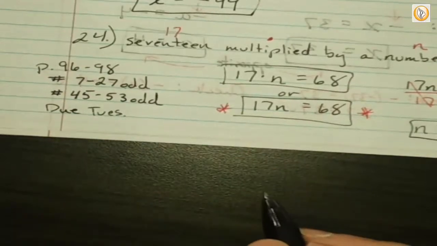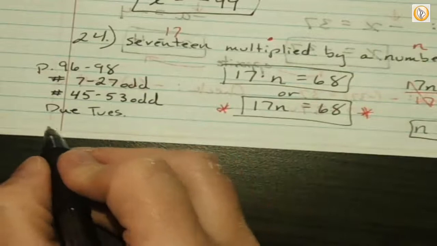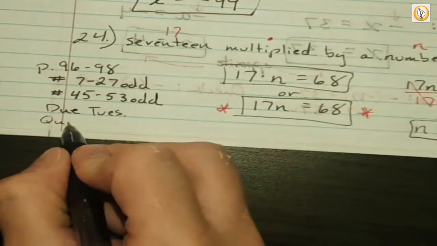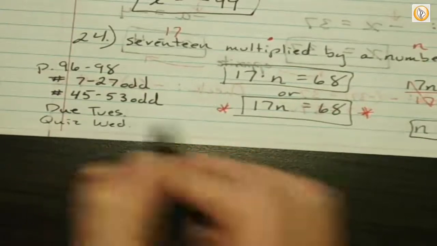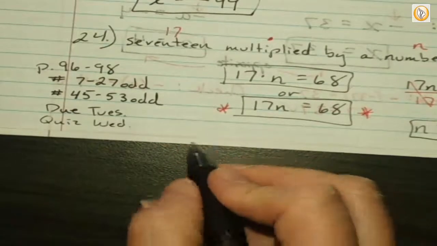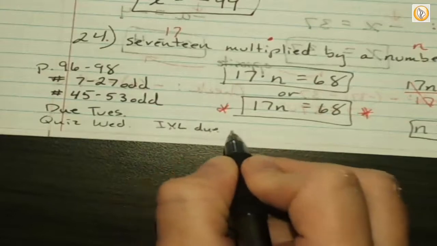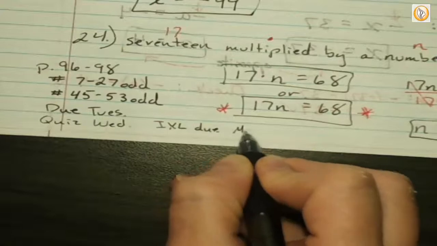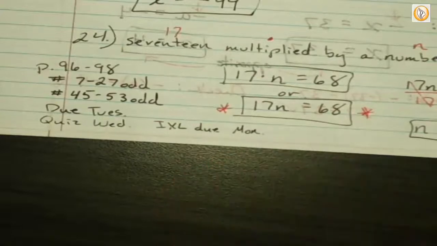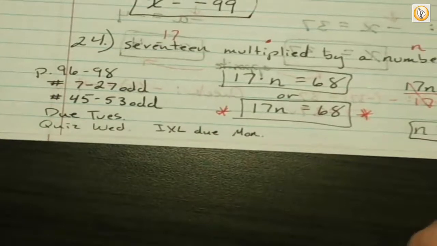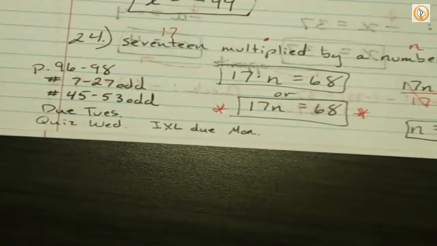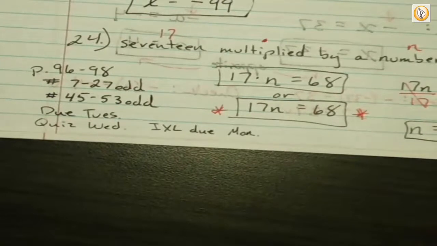I'm going to try to assign IXL, but you have a quiz Wednesday for sure. And if I do IXL, it's going to be due probably Monday, since I like to give y'all a week. I want to do it Friday, but sometimes we have busy kids and I want to make sure that y'all have the weekend. You should do it ahead of time.